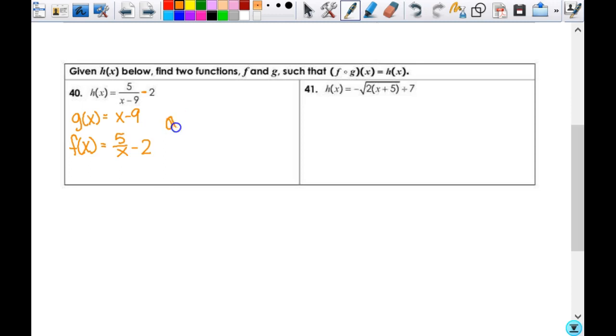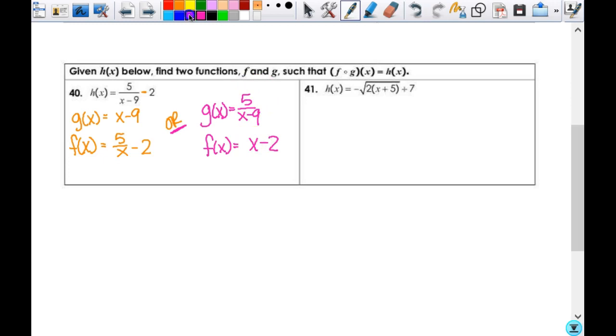Or you could say that your g of x is equal to 5 over x minus 9. If that's the case, then f of x would be x minus 2. Because f of g of x, I would substitute this in here, and I would get h of x out of that.